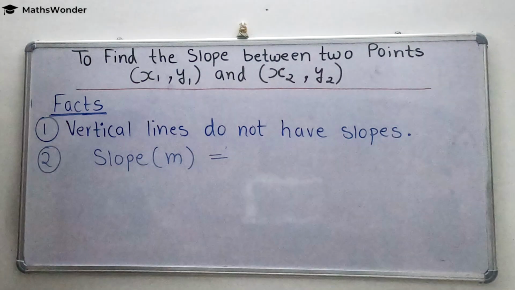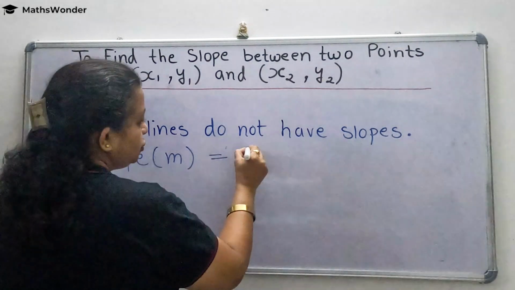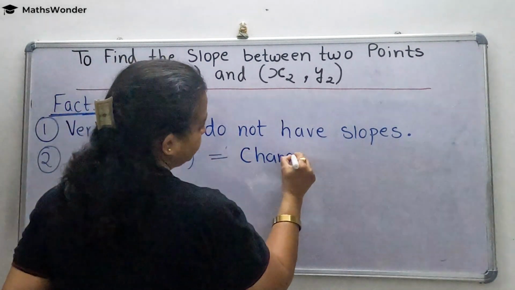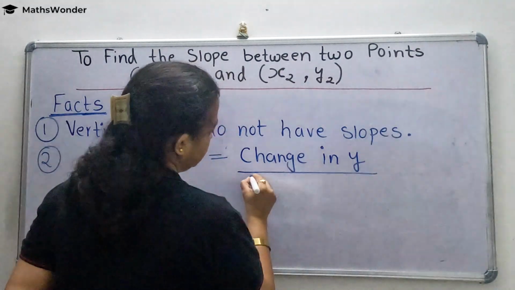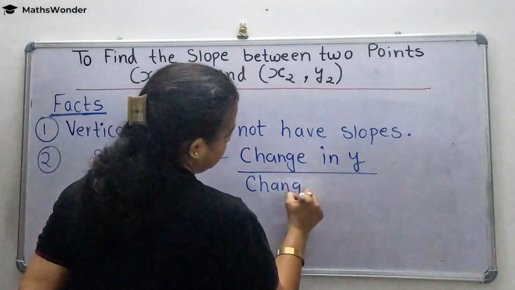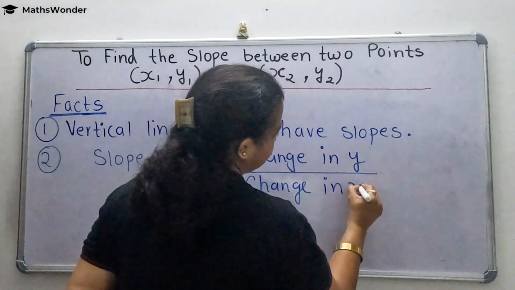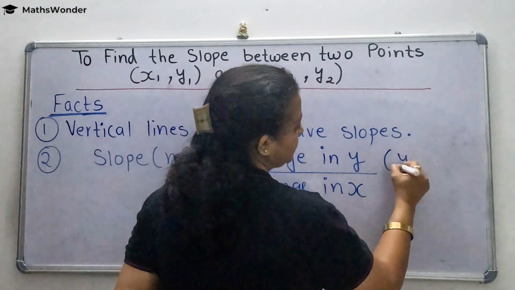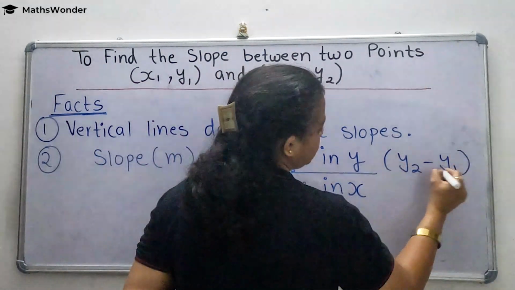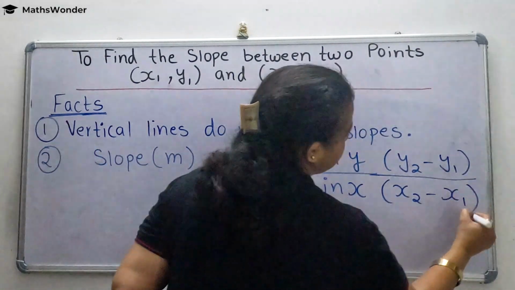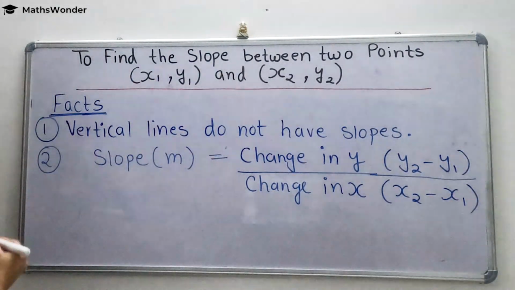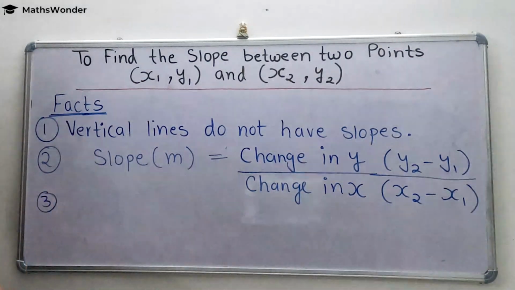The main part of the slope is change in y over change in x. So you can write it as y2 minus y1 over x2 minus x1, the change in the y coordinate over the change in the x coordinate.